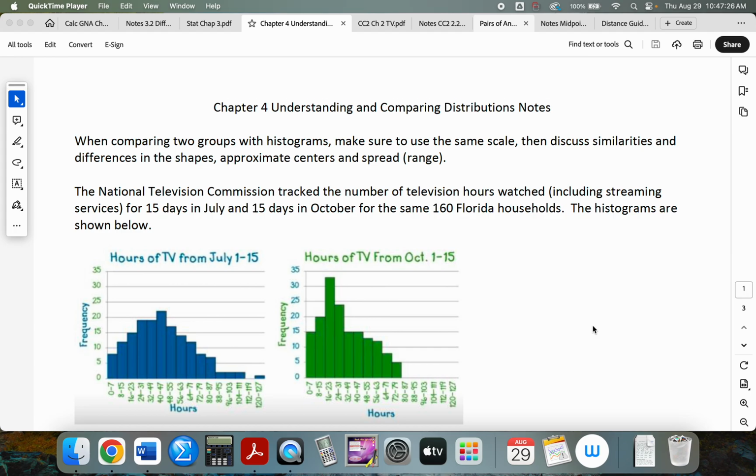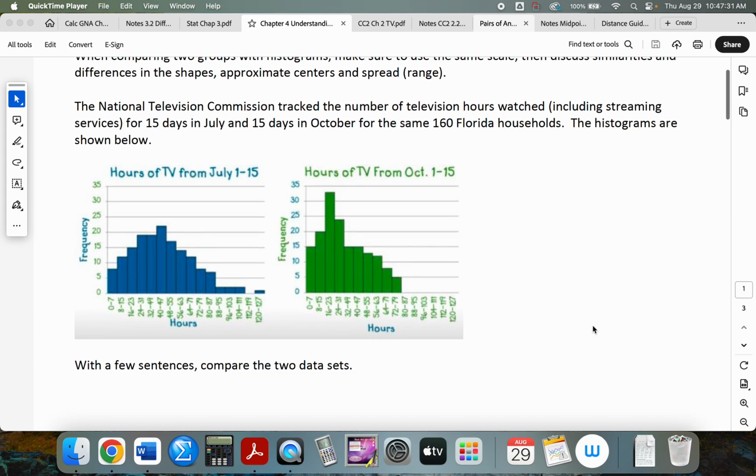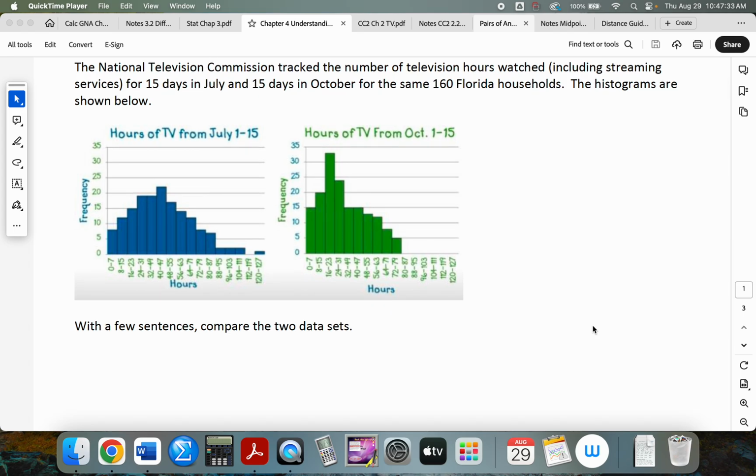So this is one of those things that lets you know that this is an older textbook because it talks about TV watching, which is not so much a thing anymore. You know, you're streaming and all that kind of stuff. But I think it still would apply.